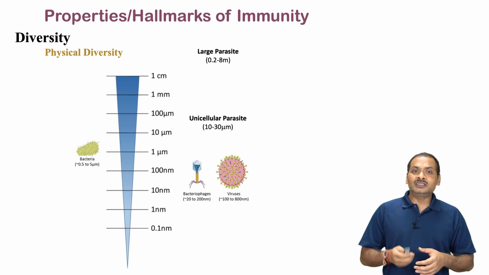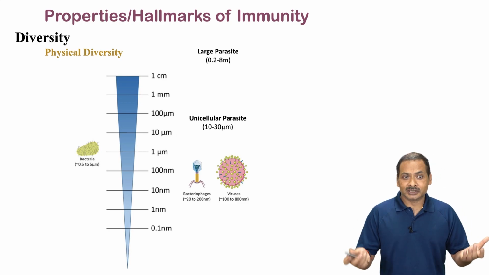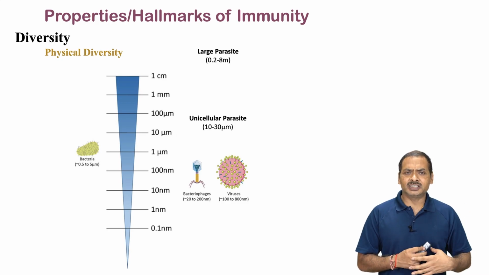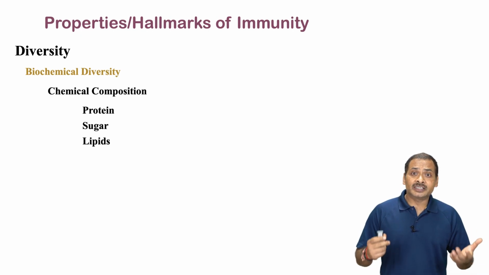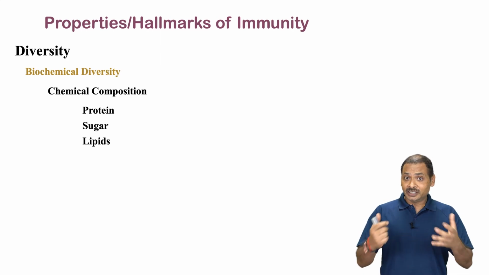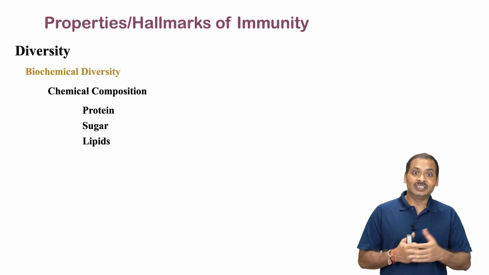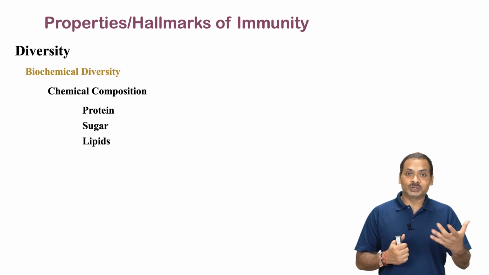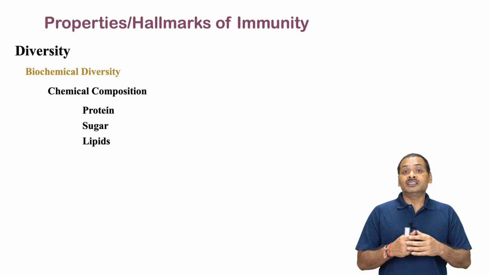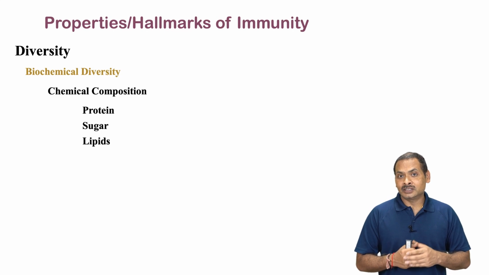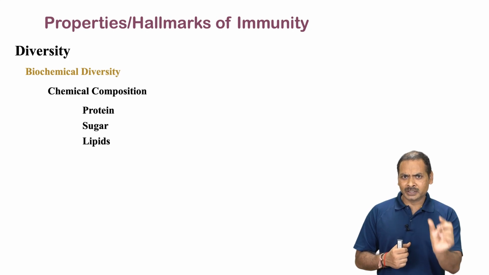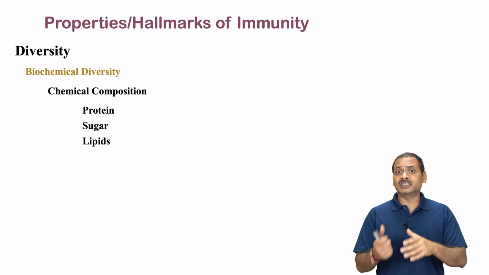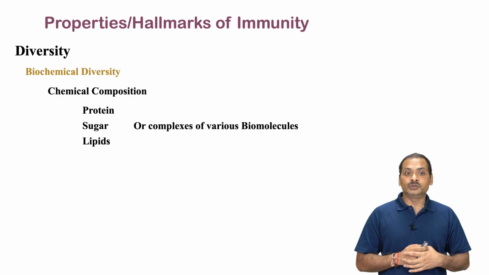Okay, another property of this diversity is the biochemical diversity. When I say biochemical diversity, it means the immune system can recognize various kinds of biomolecules like protein, lipid, carbohydrate, sugars. Okay, and it does not recognize only one pure kind of biomolecule. Its complexes can also be recognized by the immune system.